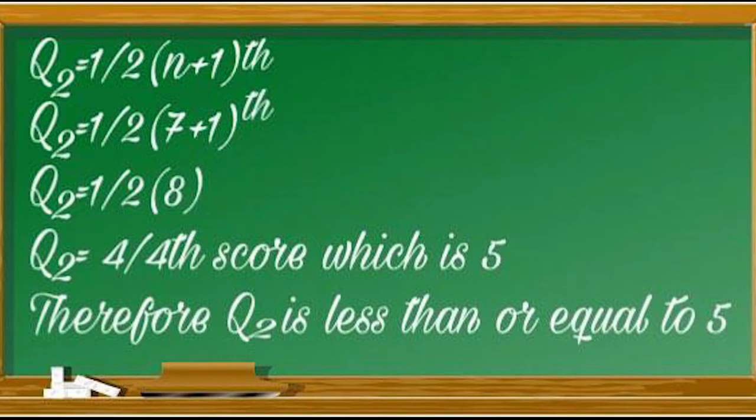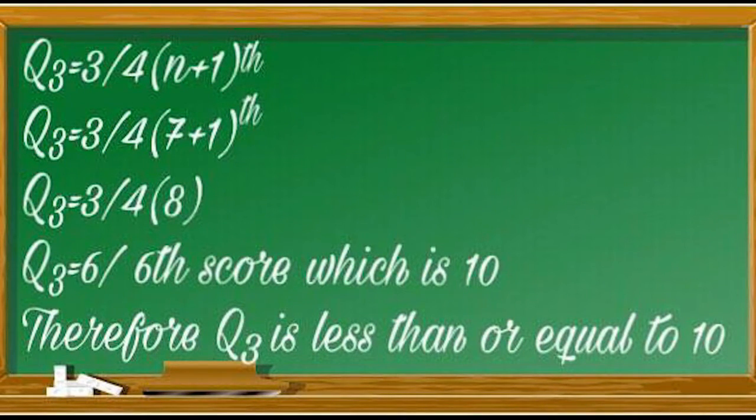Quartile 2 is equal to 1/2 of n plus 1. Quartile 2 is equal to 1/2 of 7 plus 1. Quartile 2 is equal to 1/2 of 8. Quartile 2 is equal to 4, equivalent to the fourth score, which is 5. Therefore, quartile 2 is equal to or less than 5. Quartile 3 is equal to 3/4 of n plus 1. Quartile 3 is equal to 3/4 of 7 plus 1. Quartile 3 is equal to 3/4 of 8. Quartile 3 is equal to 6, which means it is equivalent to the 6th score, which is 10. Therefore, quartile 3 is less than or equal to 10.